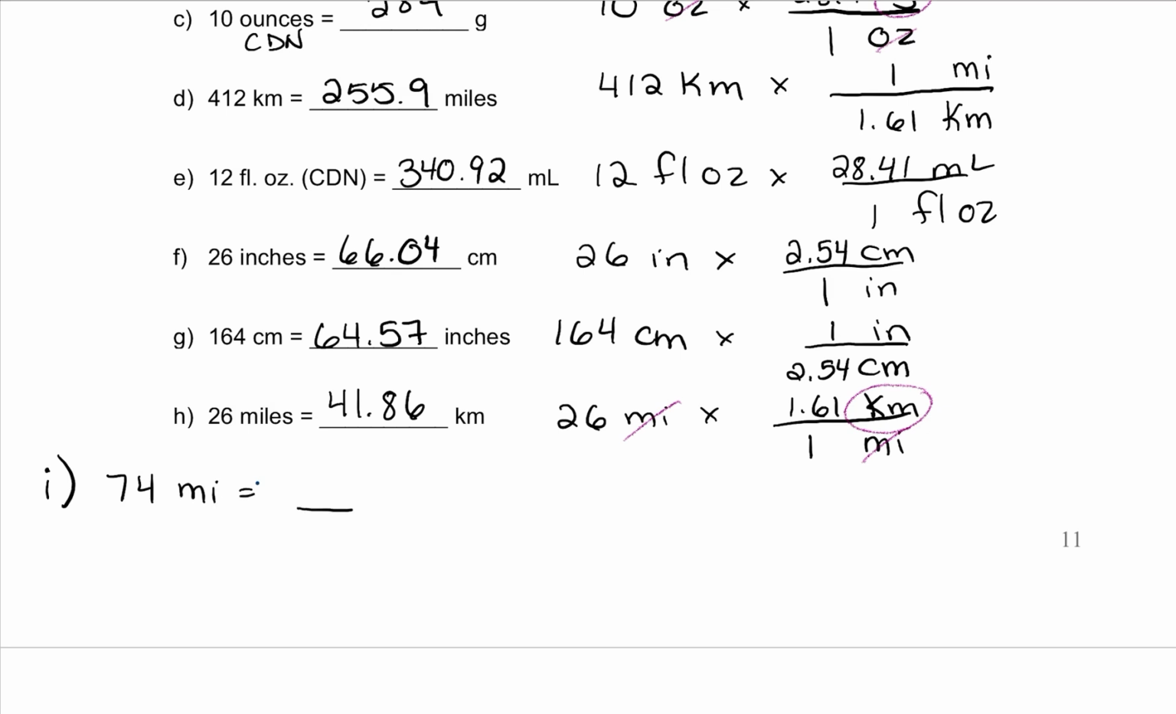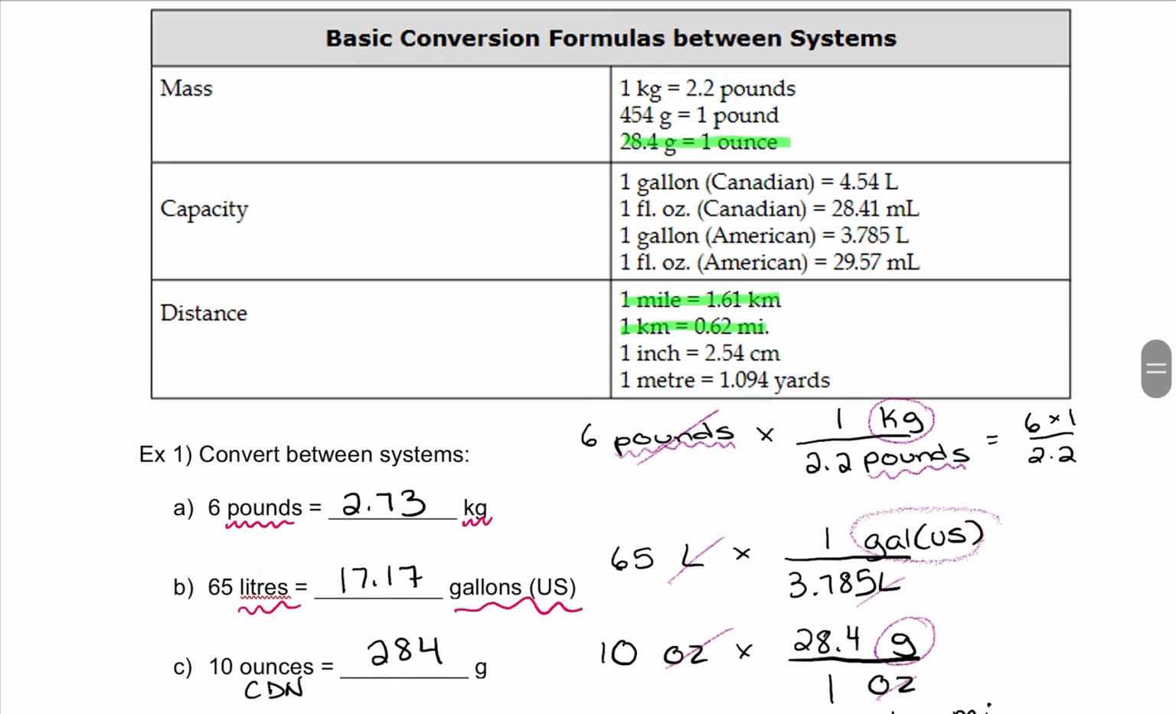The one thing you might have noticed is all the questions that we just did had one step. There was a direct conversion to get from pounds to kilograms, liters to gallons, ounces to grams. That's not always going to be the case. So let's look at an example. 74 miles to centimeters. If you look up at your chart here, the one thing you'll notice is there's no conversion directly from miles to centimeters.